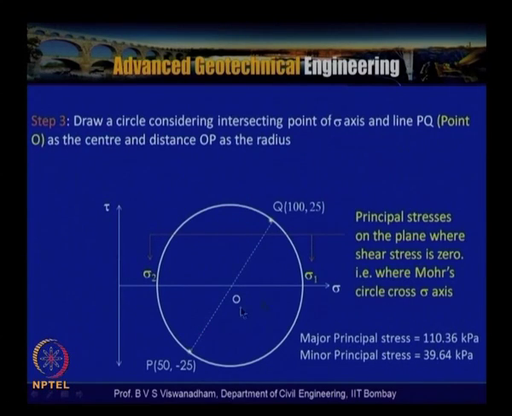Now the principal stresses are nothing but the planes where the shear stress is 0, that is where the Mohr circle crosses the sigma axis. So by measuring from the graph we can get sigma 1 as 110.36 kilopascals here, and sigma 2 here as 39.64 kilopascals, that is from the measurements of the graph.